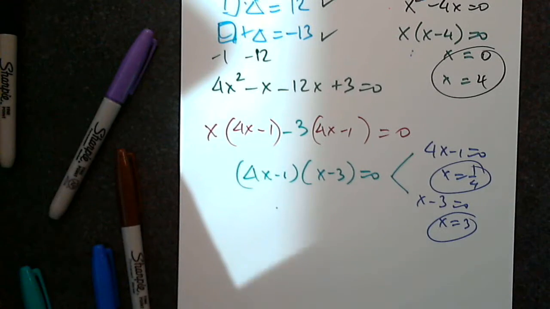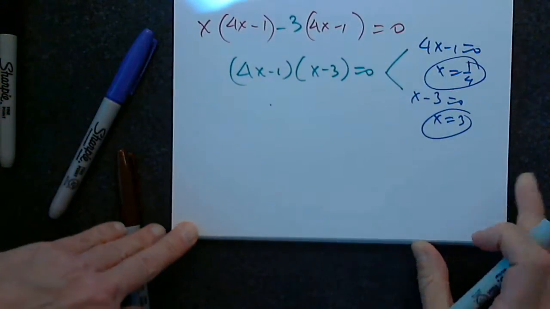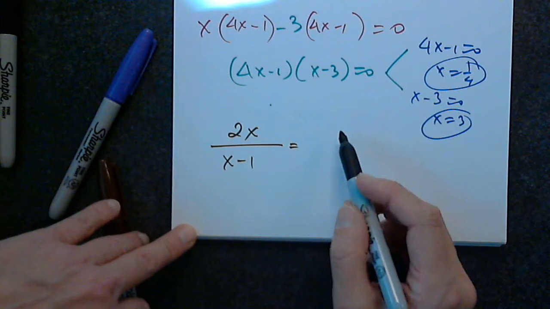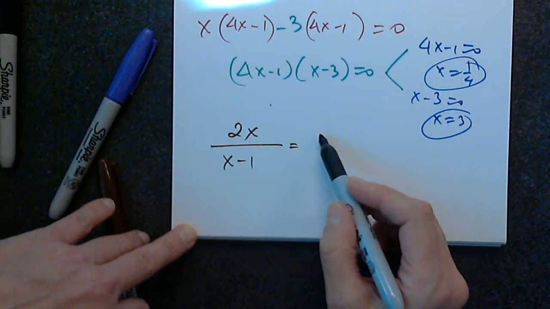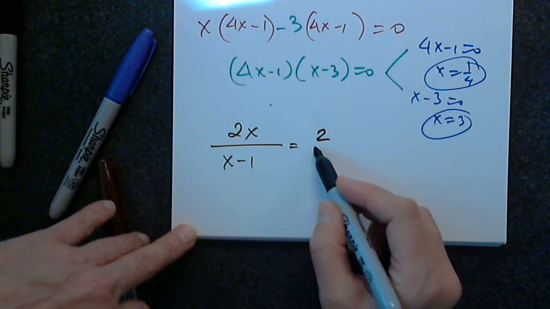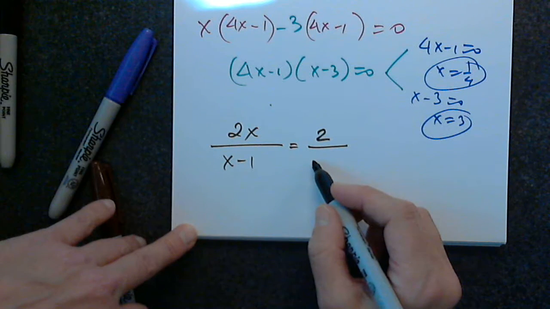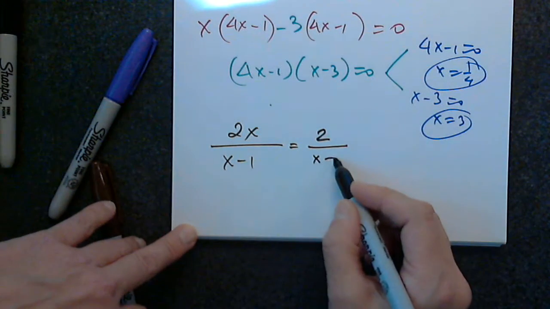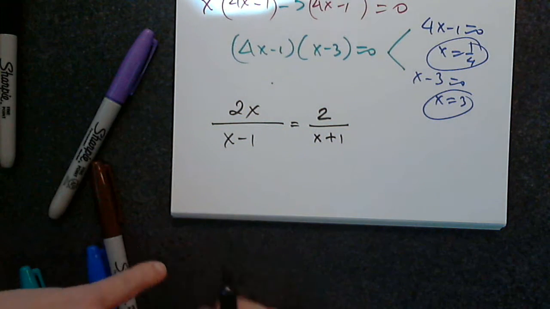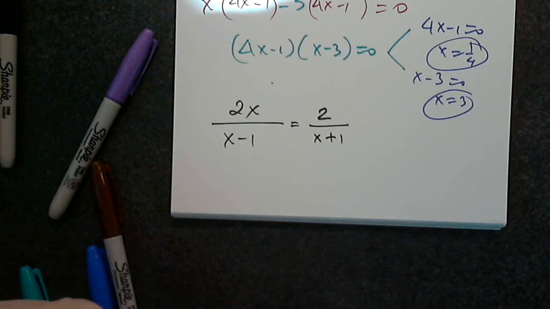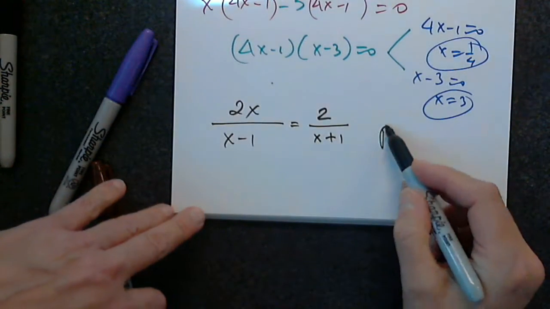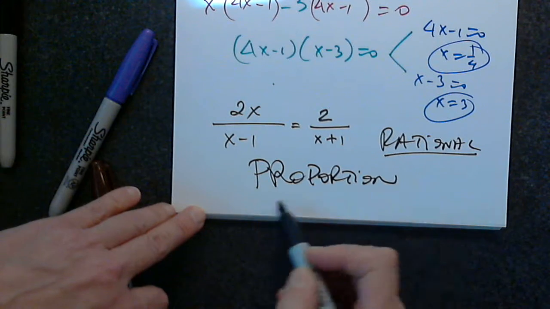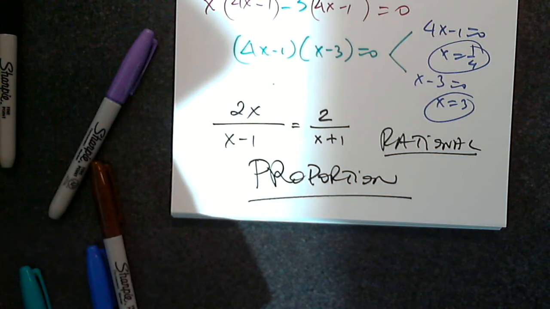I don't see what I'm looking for, so I'm going to make one up. Okay. So let's say I have 2x over x minus 1 equals 2 over x plus 1. What type of equation is this? It has x in the denominator, it must be rational. But it's also a proportion, which is nice. What do we do with a proportion always?